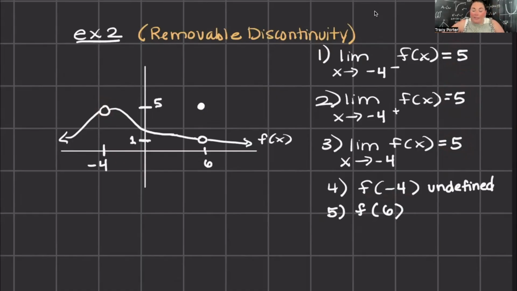But what about f of 6? Okay, f of 6, it's undefined here, but it's a solid point up here, which means that f of 6 has a value of 5. So we're going to say this one equals 5.